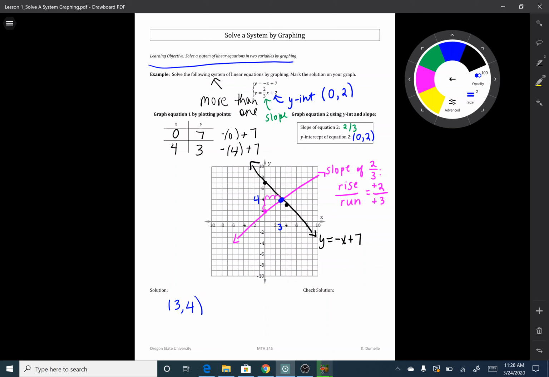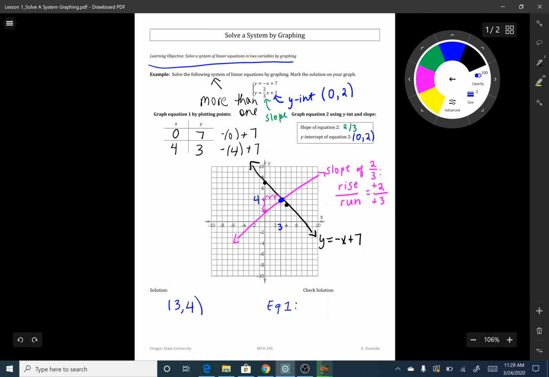But our graphs aren't always going to be super precise, so I want to make sure that this is the correct solution by checking it. So in order to check our solution, I plug in this point (3, 4) into both equations to make sure I get the same answer. So let's plug into equation 1 first.